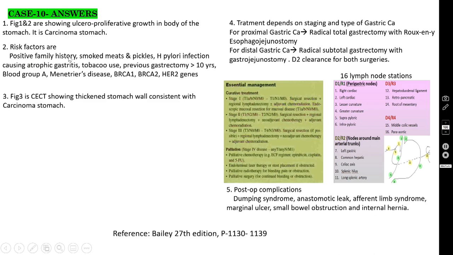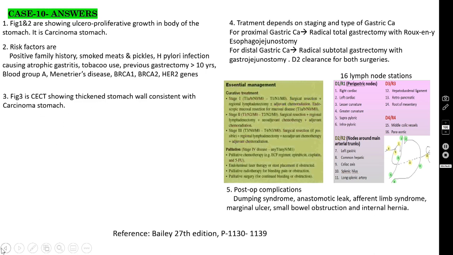Positive family history, smoked meats and pickles, H. pylori infection causing atrophic gastritis, tobacco use, previous gastrectomy done before 10 years, blood group A, Menetrier's disease, BRCA1 and BRCA2, and HER2 neu genes. These are all risk factors.